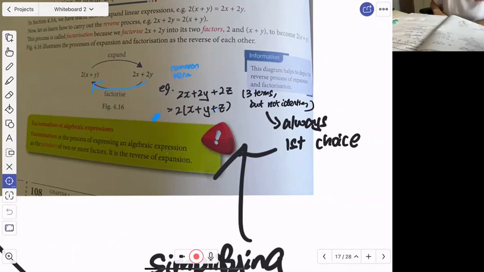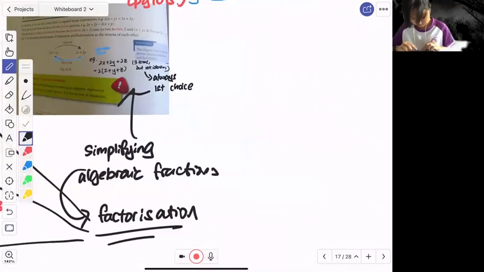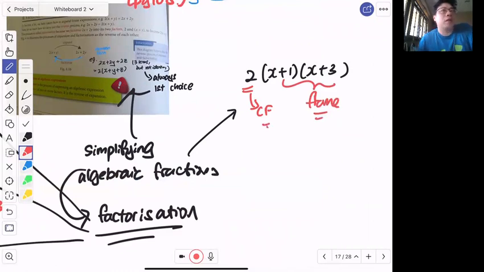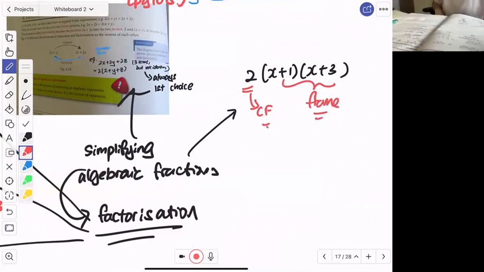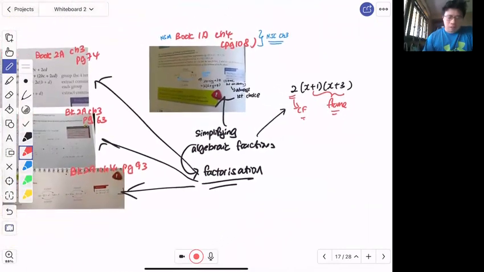Okay, I understand. So for example, sometimes when you factorize, you end up with something like that, and you know that this part is done by common factor, and this part is probably done by frame. Agree? So the factorization methods are not mutually exclusive. They can come together.